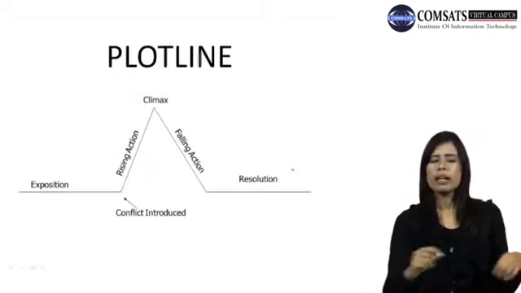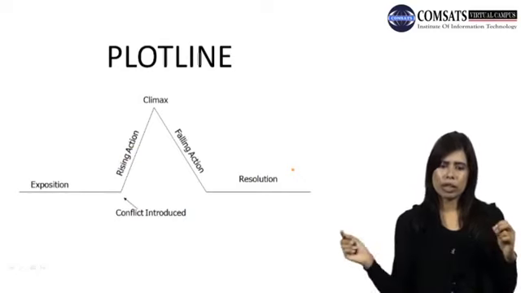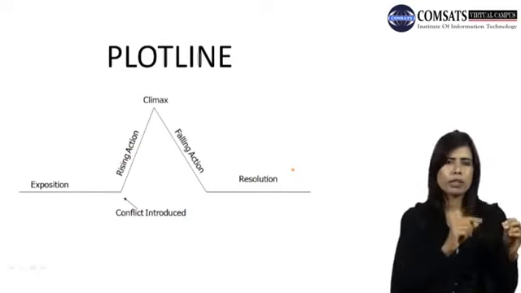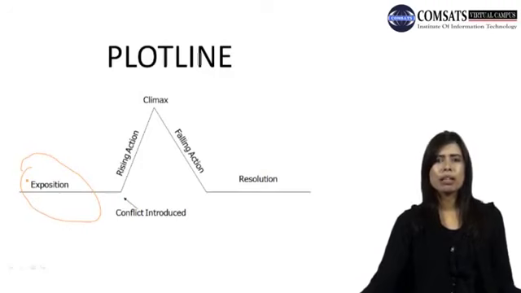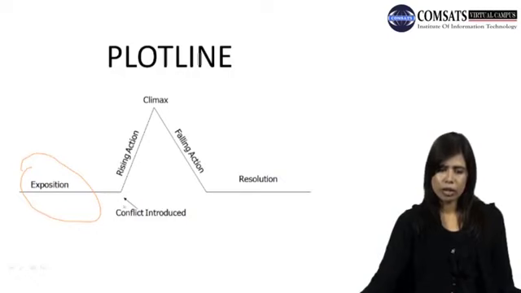Here you can see the plot line which I was telling you before as well. Exposition. You can see, my dear students, this is exposition, that is where you introduce the characters, where you introduce the settings and the main story, okay. And then there is a rising action, and here you introduce the conflict, okay. So basically this is the point where you introduce the conflict, and this is the rising action, okay. And then there is the climax, okay.